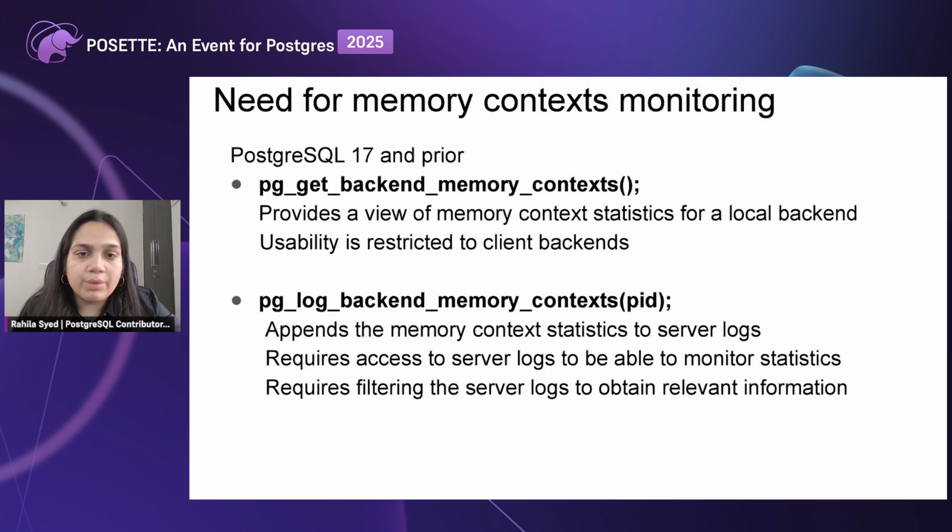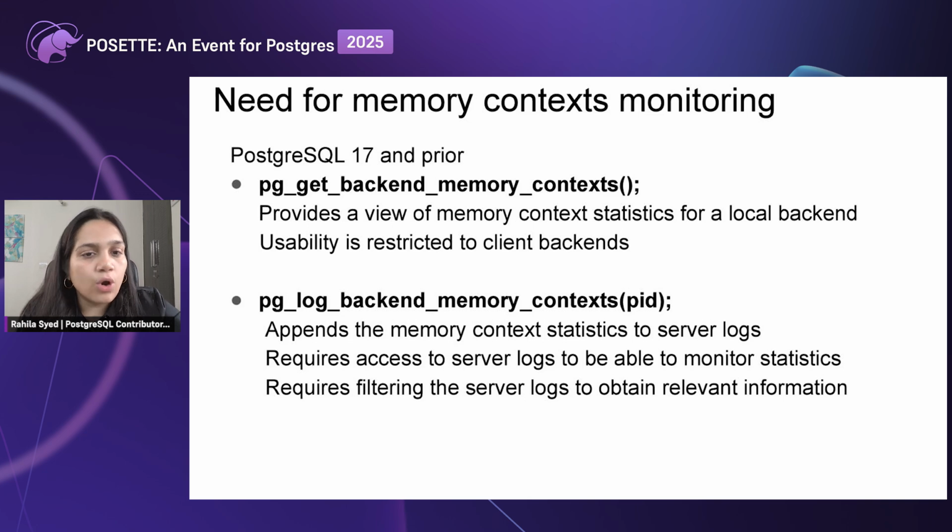So why is there a need for a memory context monitoring feature? There already exist a couple of features that allow you to monitor memory used by these contexts. They essentially list down all these memory contexts and the stats associated with them. The first one here on the screen, which is pg_get_backend_memory_contexts, allows you to get the memory consumption information by querying memory context statistics for a local backend. So it can't query the stats for any other process, and thus it is restricted to only the client backends.